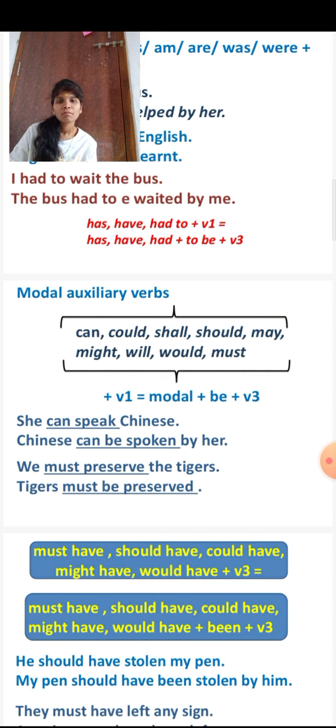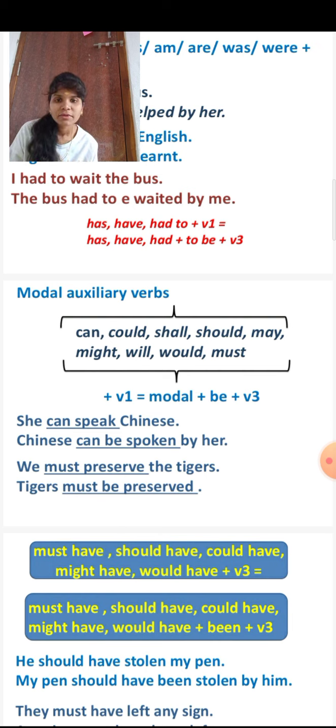So what is the structure? Modal plus be plus V3. Again, the subject will become the object, and the object will become the subject. Here she is the subject and Chinese is the object. So now Chinese will become the subject. Chinese can. Can is a modal here. After a modal what do you have to add? The be form. So Chinese can be spoken, and the preposition by, and she will become her. So Chinese can be spoken by her.